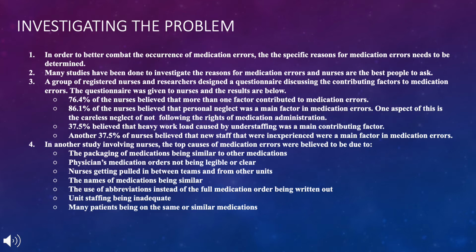In another study involving nurses, the top causes of medication errors included the packaging of medications being similar to other ones, physicians' medication orders not being legible or clear, nurses getting pulled in between teams and from other units that they're not used to, the names of medications being similar to others, the use of abbreviations instead of the full medication order being written out, unit staffing being inadequate, and many patients being on the same or similar medications. So a lot of these were due to poor communication.